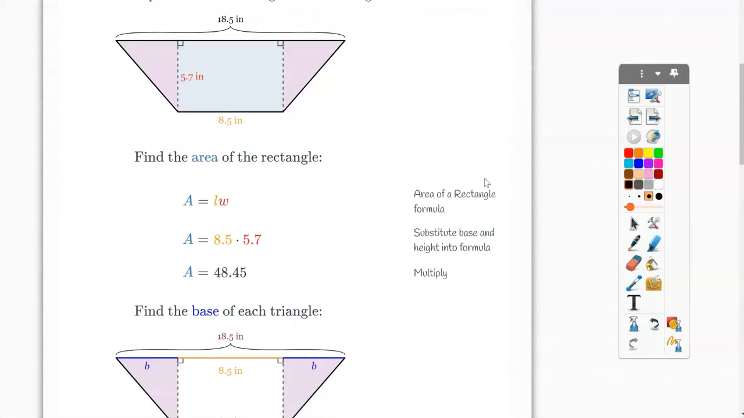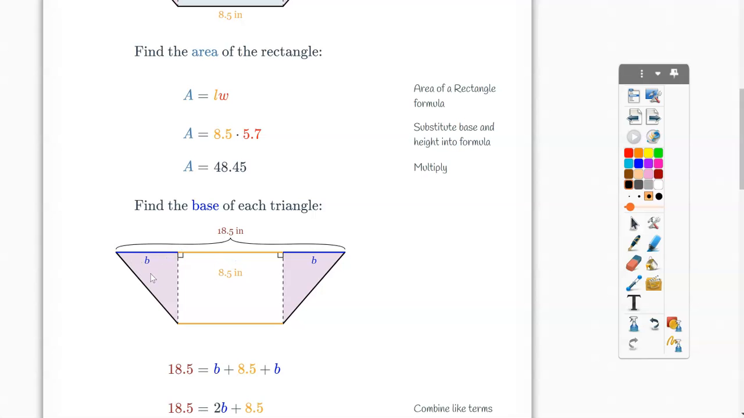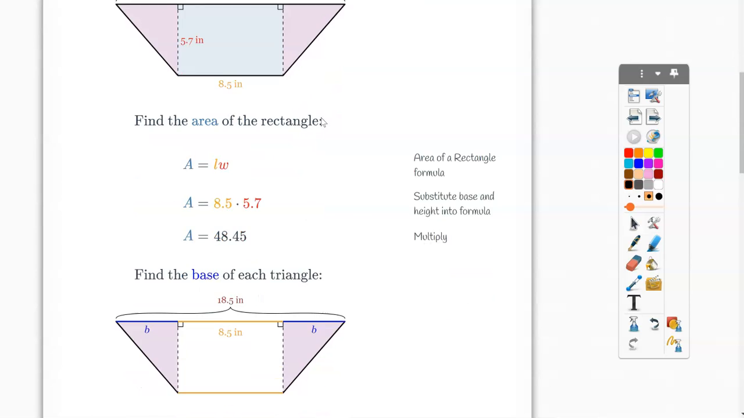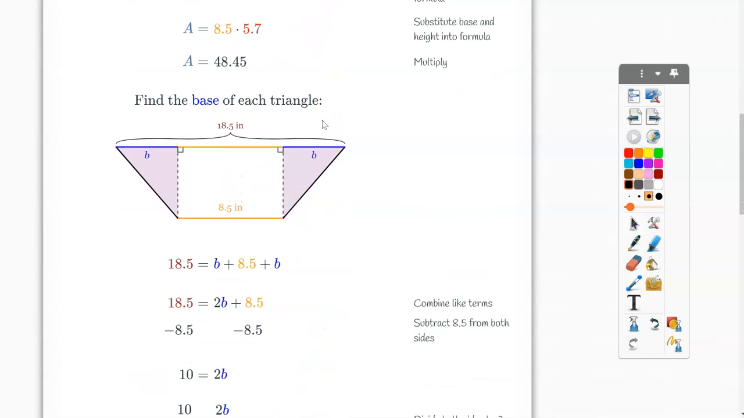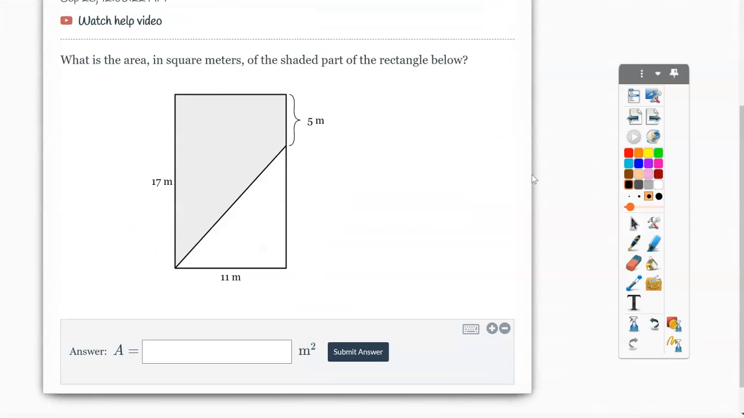Now, this example here shows you a different way. They are using the formulas for triangles and rectangles. So they're finding the area of this pink triangle, they're finding the area of this gray rectangle, and they're finding the area of this pink triangle. That's another way that you can do it. The trapezoid formula is much faster.